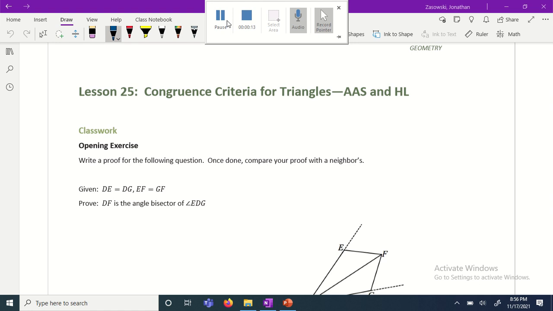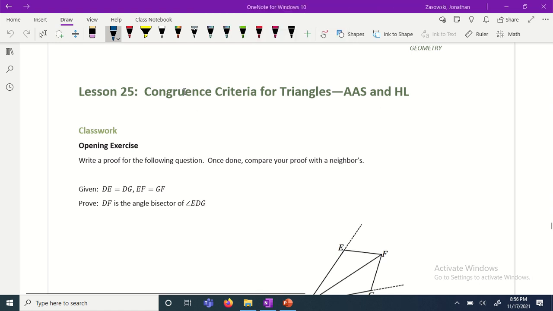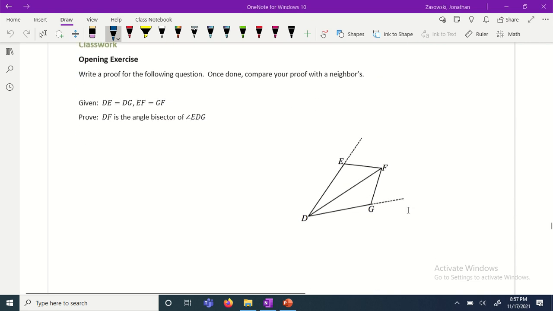All right, welcome to lesson 25. The lesson is called Congruence Criteria for Triangles: ASA, AAS and HL. All right, so we're going to take a look at writing a proof.